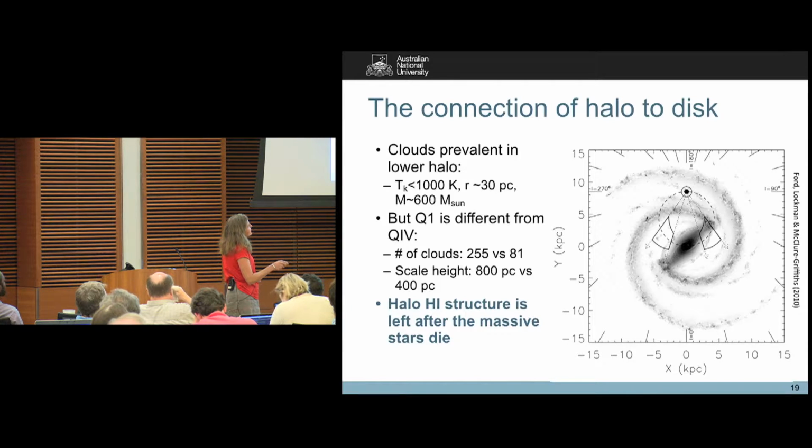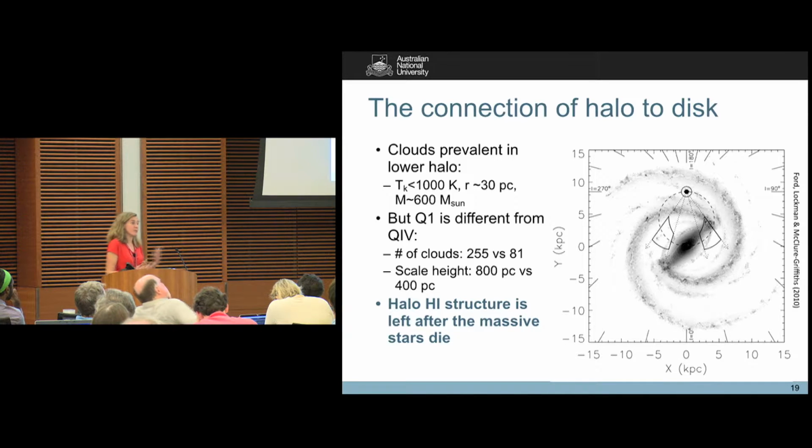In this region over here, where there's been a lot of star formation in the disk, versus the fourth quadrant region, where there's been comparatively little star formation in the disk. The idea is that you fluff up more from the disk where you've had a lot of star formation activity than in the regions where you haven't. It's sort of an obvious conclusion, but it's a nice way of connecting what you see in the lower halo to what you see in the disk.